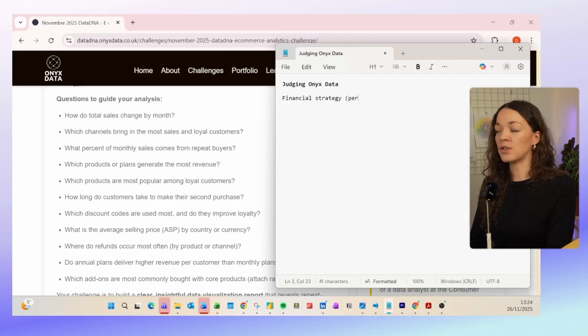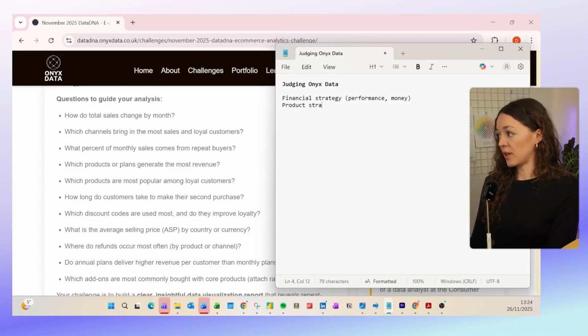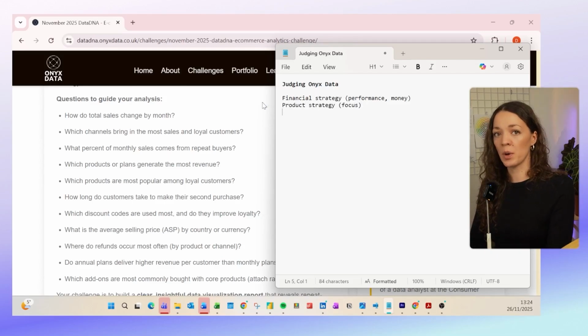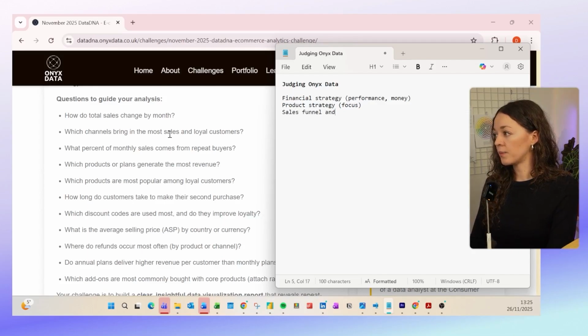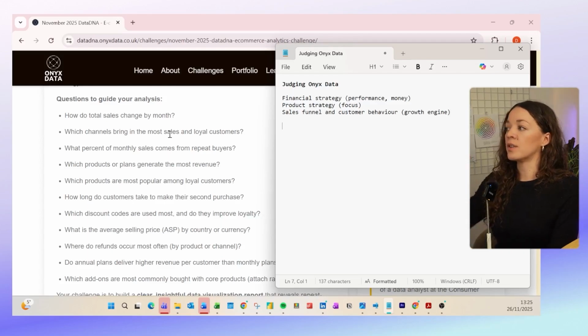One thing that I see, of course, is our financial strategy. This is just performance, and this is about money. Secondly, I see product strategy. This is about focus. What do we focus on? What are we going to sell? How is that going? And lastly, we have our sales funnel and customer behavior. That is our growth engine. So I think that these are the subjects, the analysis, the reports that are very interesting in this specific case.